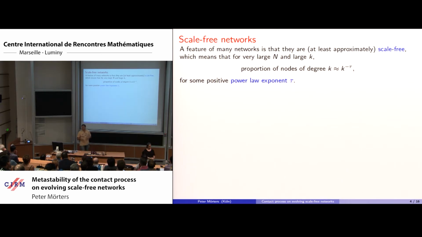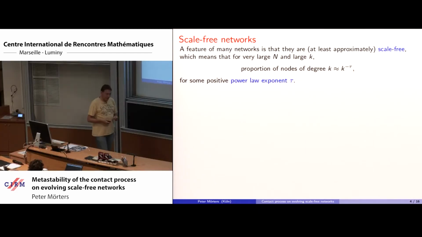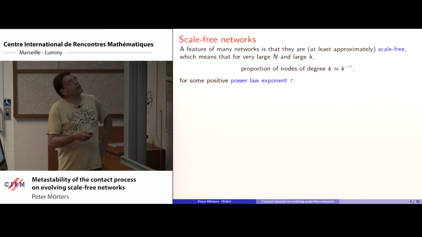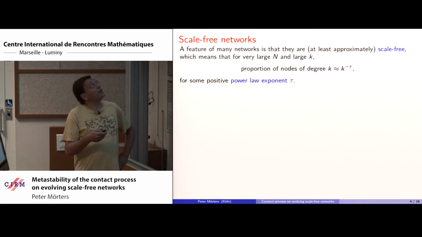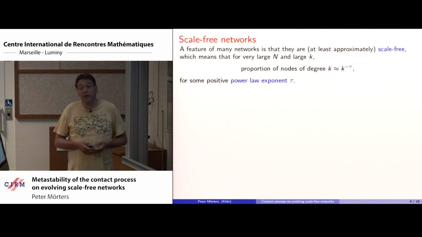So there's huge inhomogeneity in there. This is the defining feature of these graphs. This big difference between a few vertices with very high degree and the bulk of vertices with order 1 degree. So how can we create such a network, such a sequence of graphs?